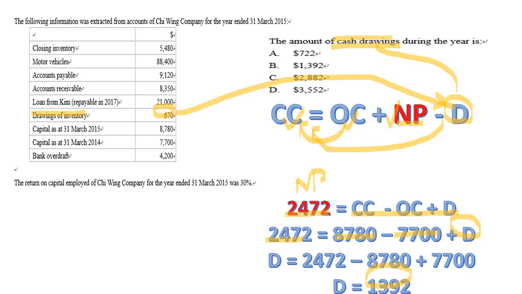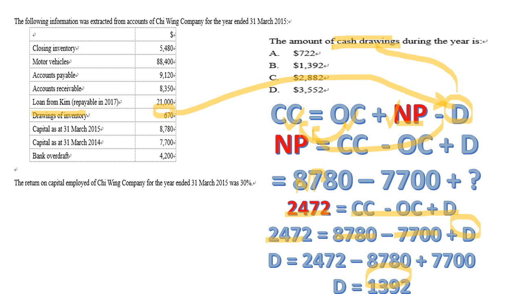So it comes up with closing capital minus opening capital plus drawings, and we put all those figures here correctly. We can calculate the total amount of drawings, 1392. So we minus 1392 by 670. We can calculate the answer.